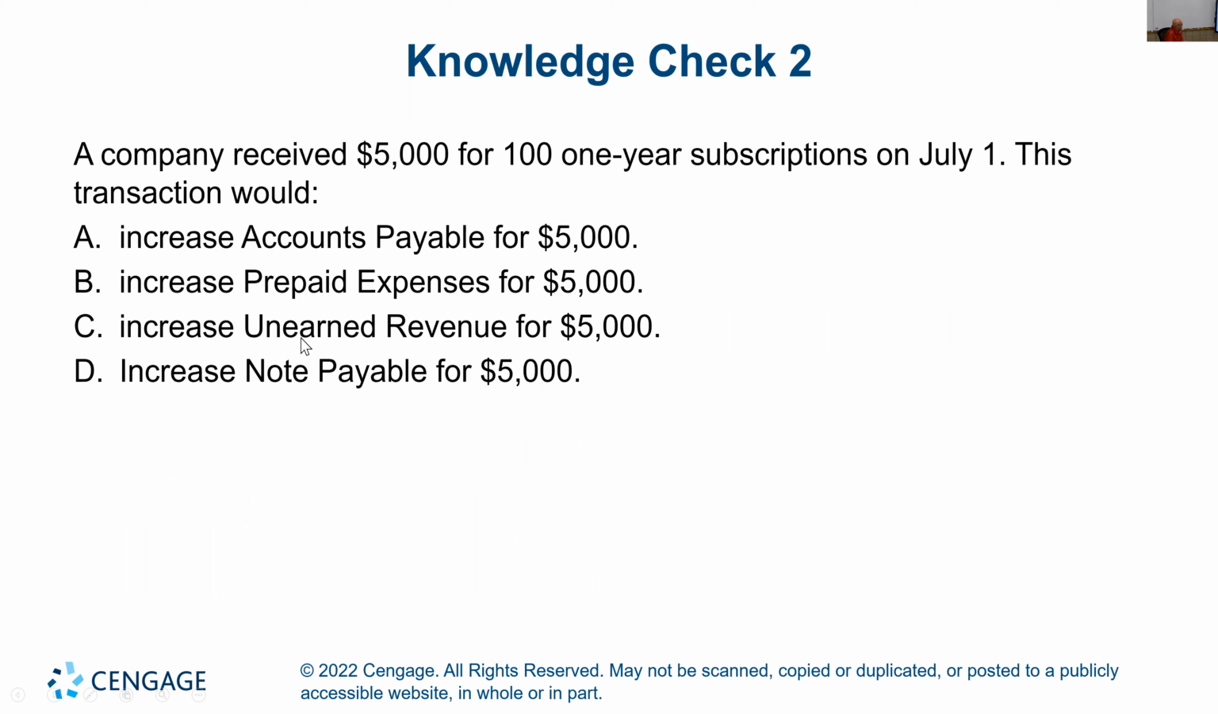Increase in unearned revenue for $5,000. This is going to be your answer. What happens in this transaction? Well, cash increases, the asset, by $5,000. That also creates a liability. We now owe 100 subscriptions. We cannot recognize it as revenue yet because of the revenue recognition principle. So instead, we make it unearned revenue, which is a liability.